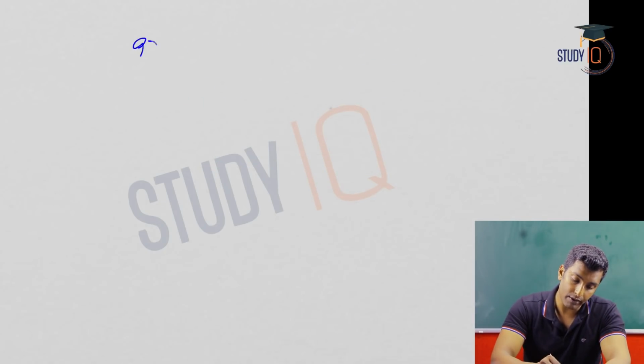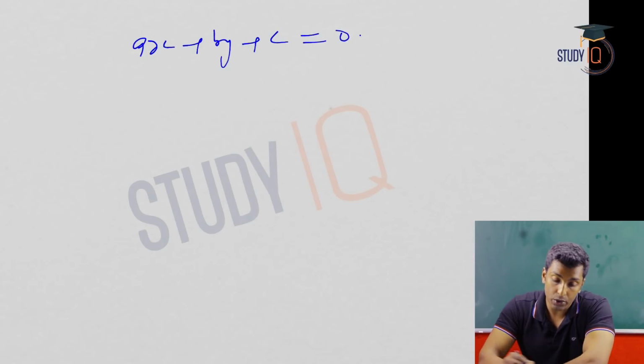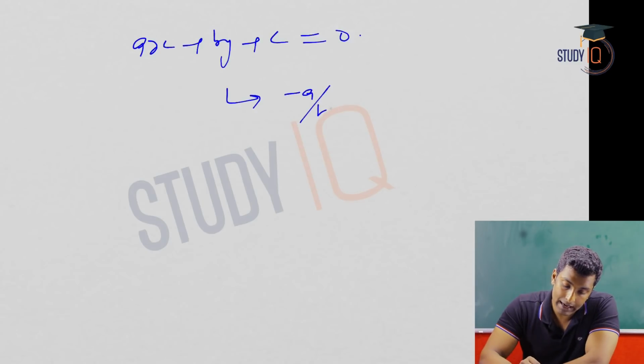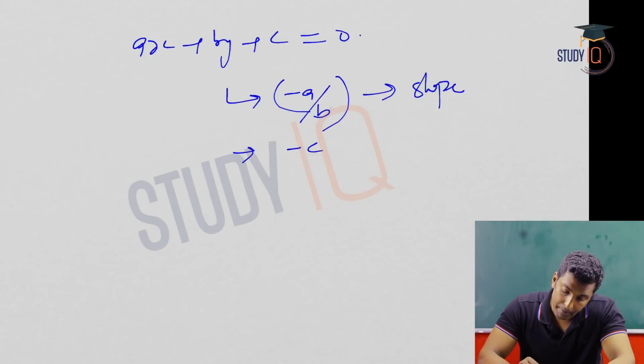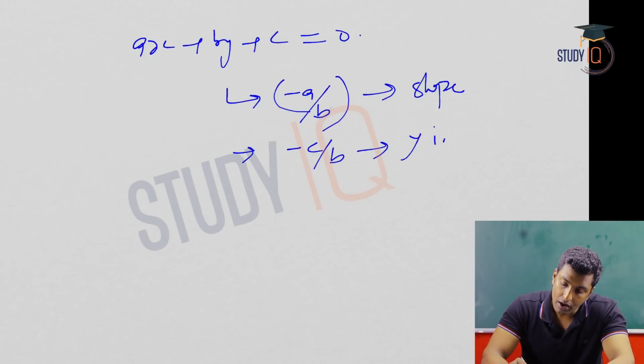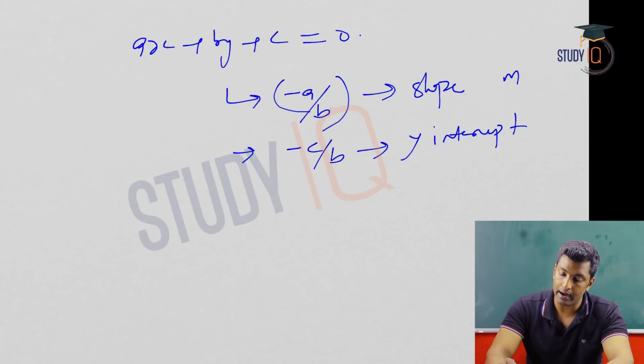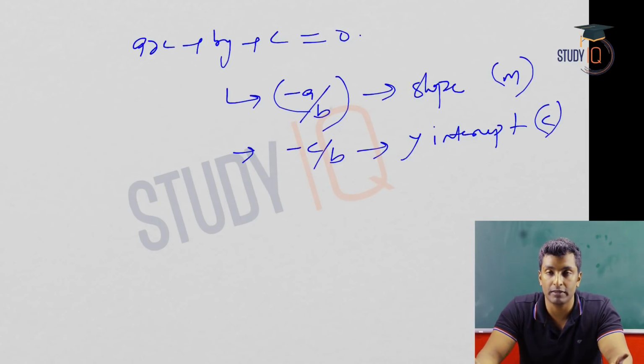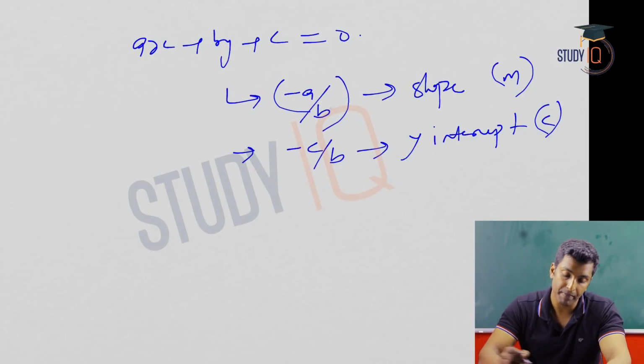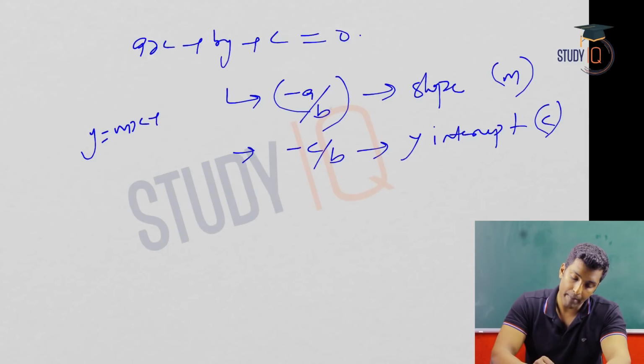So the general equation is ax plus by plus c equal to 0. How do you convert it into slope-intercept form? You understood. Minus a by b is your slope, and minus c by b is your y-intercept. By using slope and y-intercept, which is your c, you can write y equal to mx plus c. That's how you do the conversion.